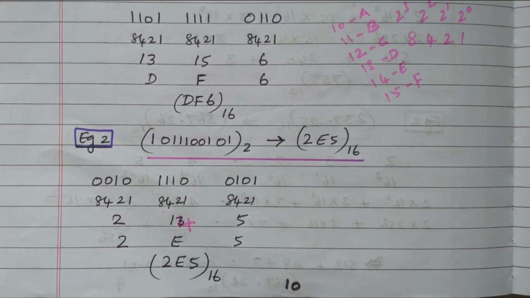So in this video we discussed 2 examples to convert binary to hexadecimal by grouping into 4 digits. Other conversion techniques are also available in separate videos.